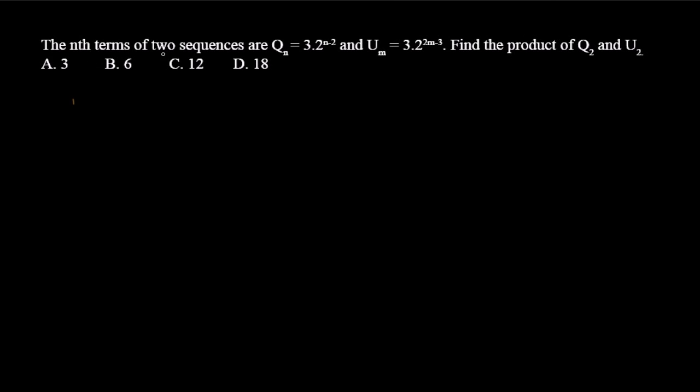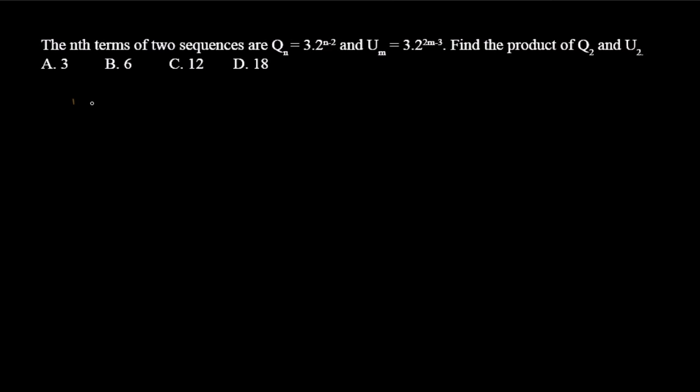The nth terms of two sequences are q sub n equals 3 times 2 to the power n minus 2, and u sub m equals 3 times 2 to the power 2m minus 3. Now the question says find the product of q sub 2 and u sub 2. So let's go ahead and write each of the nth terms of the two sequences.